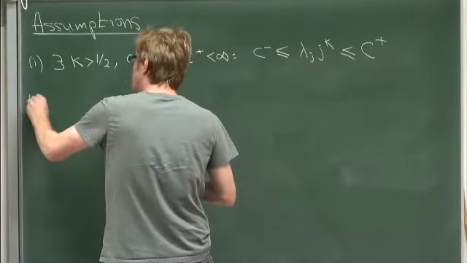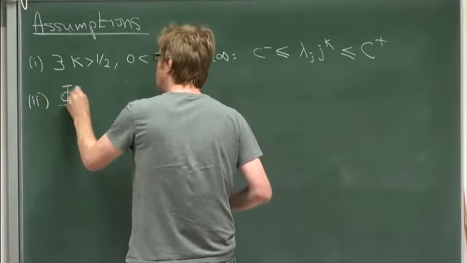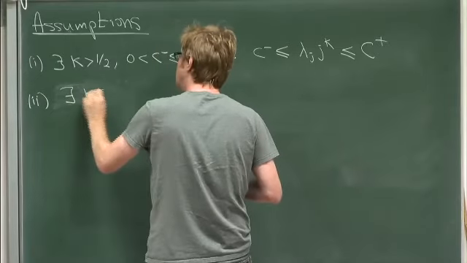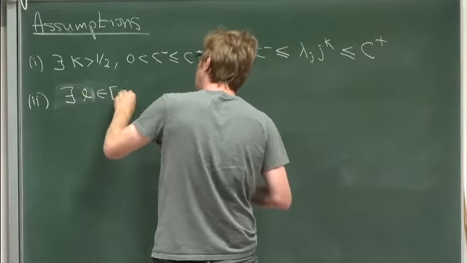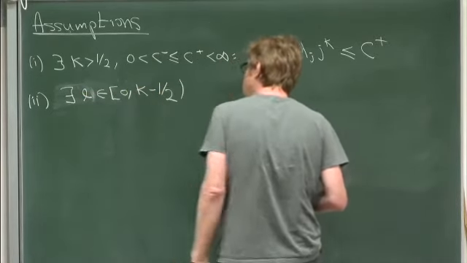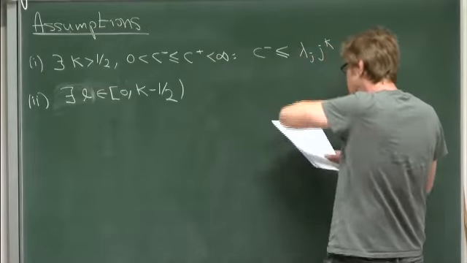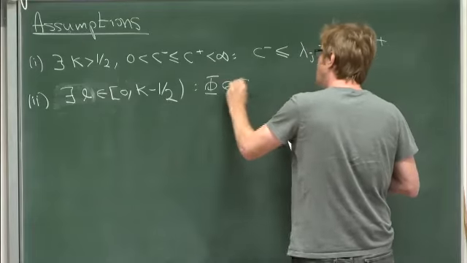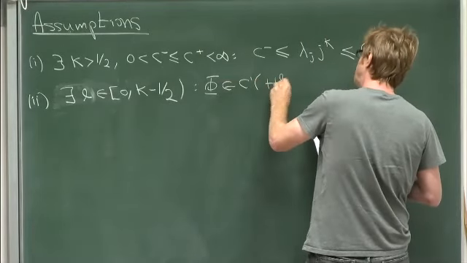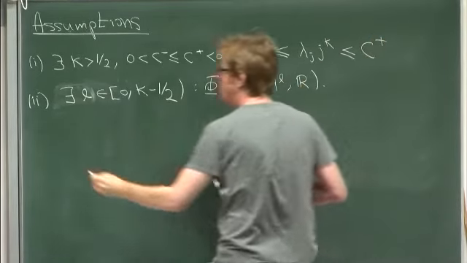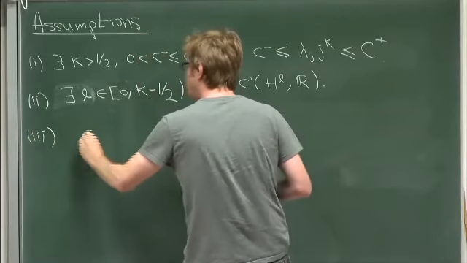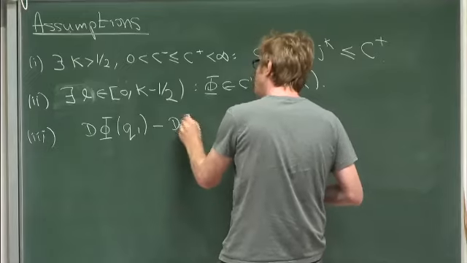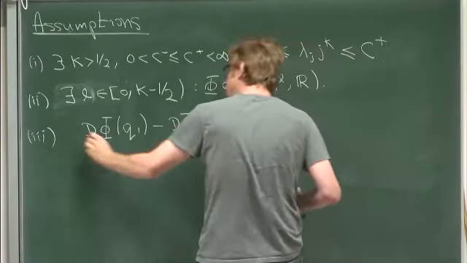Okay, then I'm going to assume that there exists an L, and this is crucial to the domination assumption, L which is less than k minus a half, such that phi is a C1 function from HL to R, and then the derivative of phi is Lipschitz in a particular sense.